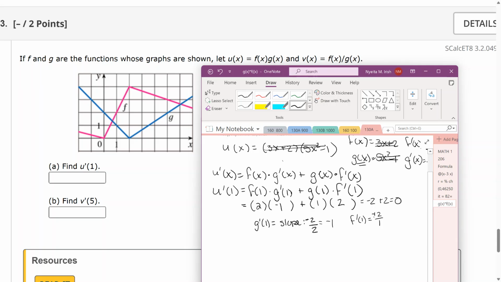All right, so again, find the slope of the line segment that that point is on, and then plug it in for f prime or g prime.